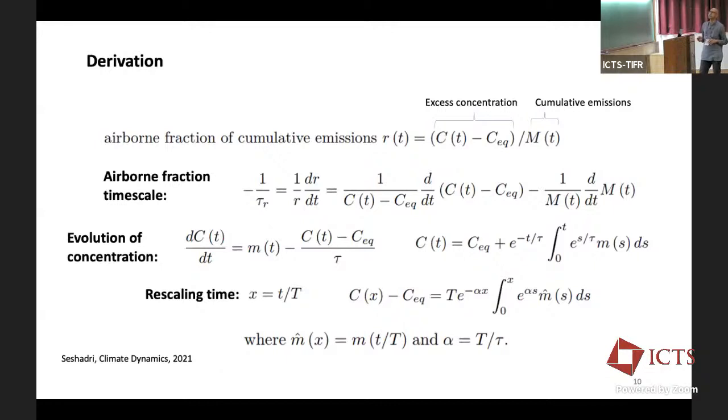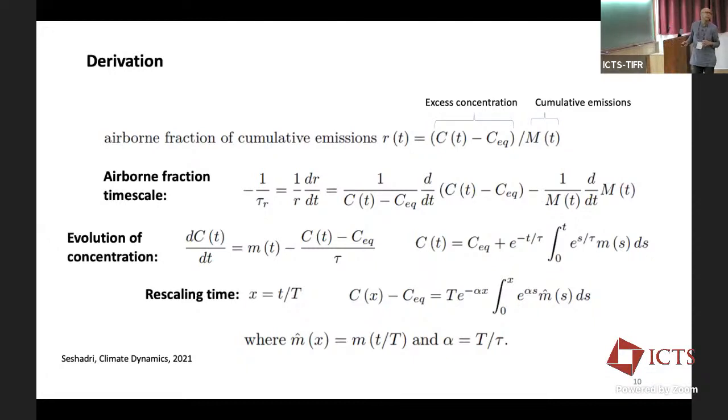The expression for airborne fraction, which is the airborne fraction of cumulative emissions, right? The excess concentration of CO2, where C equilibrium is the pre-industrial equilibrium, divided by cumulative emissions. One can write an expression for the airborne fraction timescale, close the equation by having an expression for the evolution of concentration, and then we simply rescale time. So these familiar weighted integrals, where you typically have T in years divided by the lifetime in years, is rewritten as T over big T times big T over tau. And so then you recover this quantity that we're interested in.